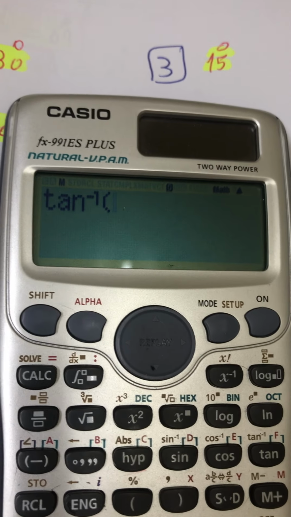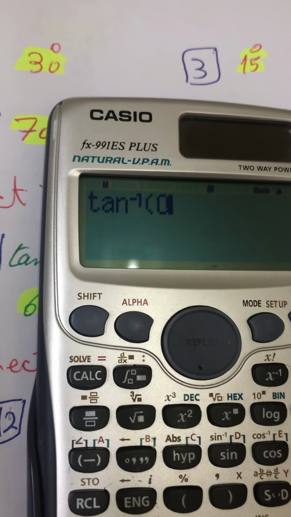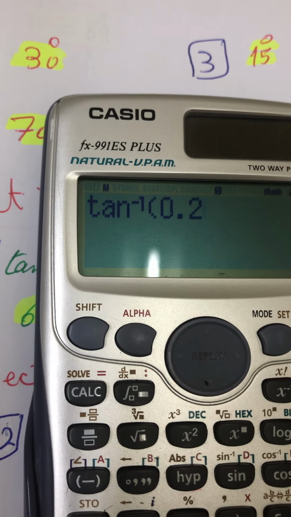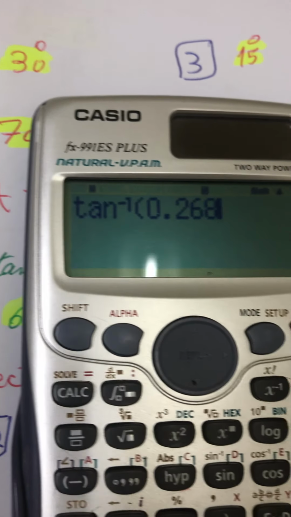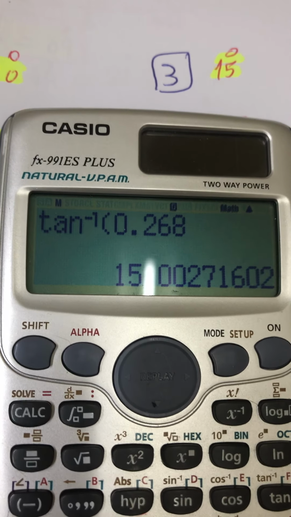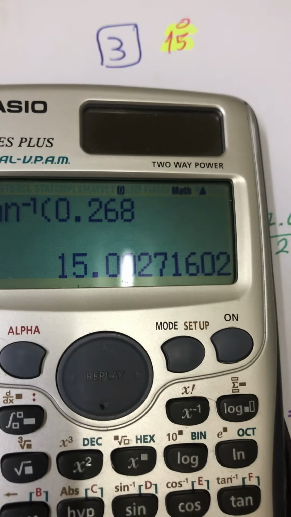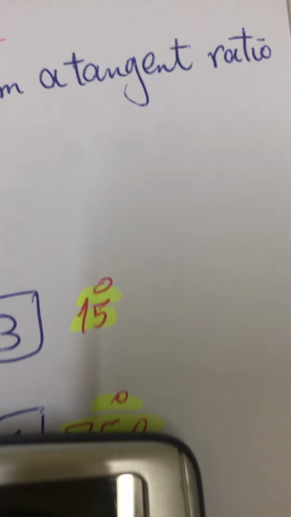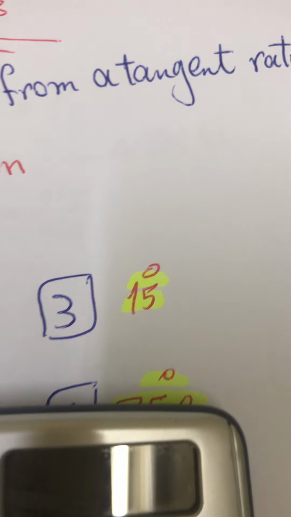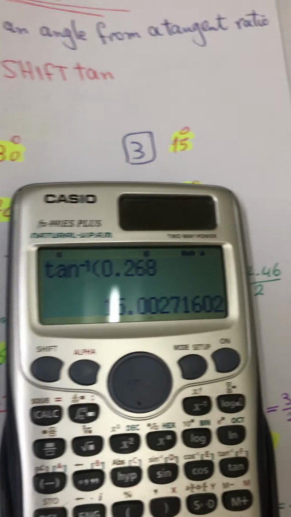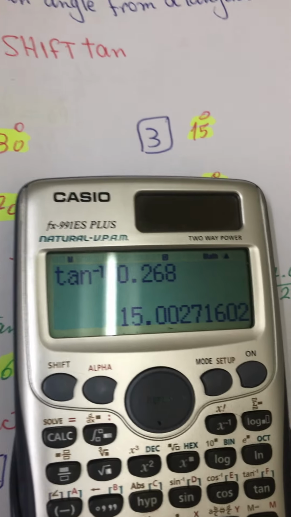What is the ratio he gave me? Press it, 0.268, like this. Press equal. This is the angle. What is the angle? 15.0. So I consider it only 15. I think it's a very, very easy lesson. You don't do anything. The calculator will solve it for you.